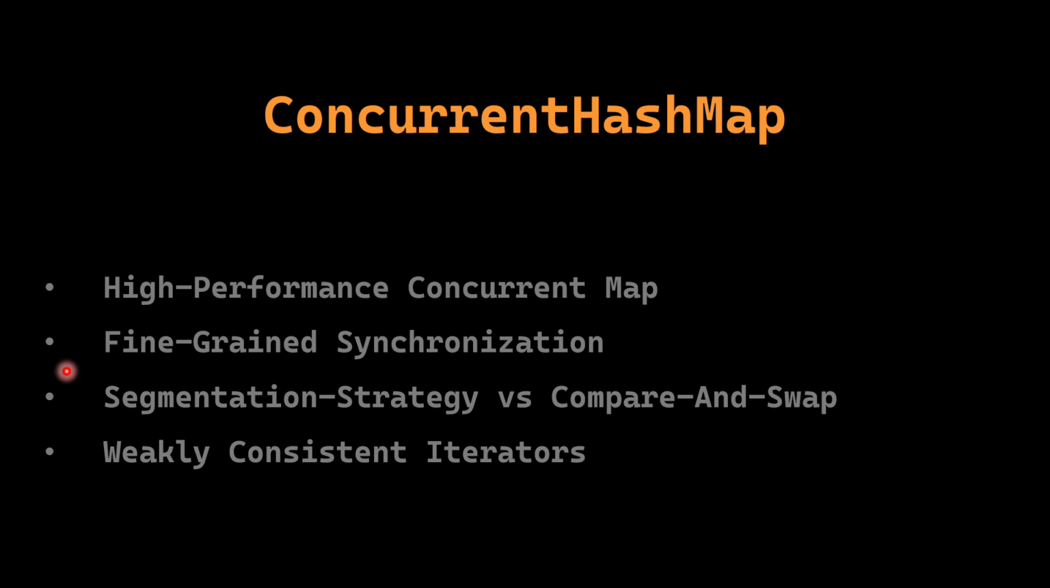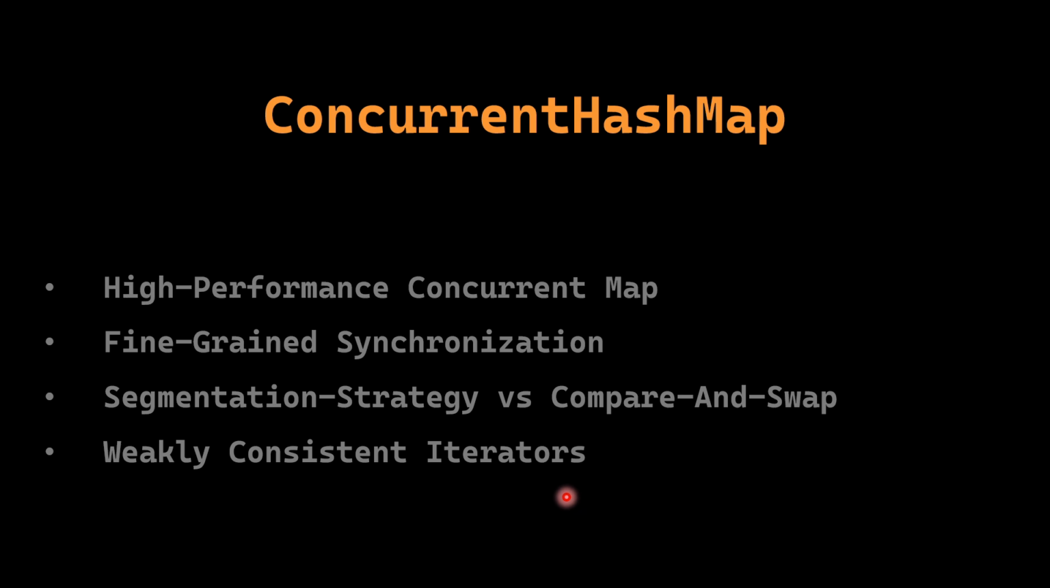Unlike Hashtable's coarse-grained locking, ConcurrentHashMap uses fine-grained synchronization strategies that minimize contention while maintaining thread safety. Let's explore ConcurrentHashMap's internal architecture. In Java 7 and earlier, ConcurrentHashMap used a segmentation strategy, dividing a map into multiple segments that could be locked independently.